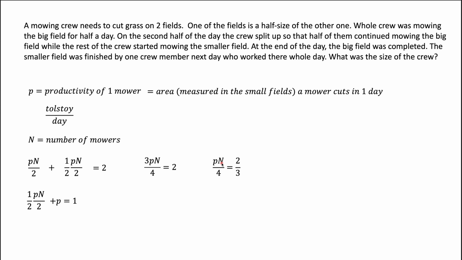And now I'm going to plug this 2/3 into this equation. And this is what I'm going to get. And from that, I see that P equals 1/3, which means that one worker will do 1/3 of a small field in one day. So now we're going to substitute this 1/3 into this equation. This is what we're going to get. And now we just multiply both parts of this last equation by 12. And we get N equals 8, which means there were 8 people on the crew.